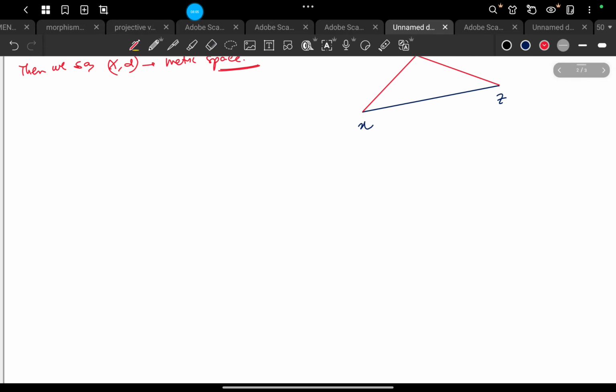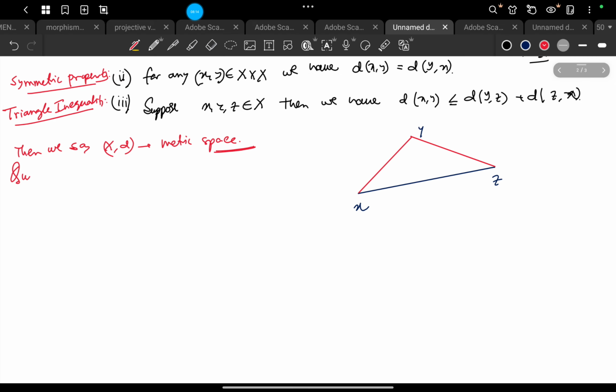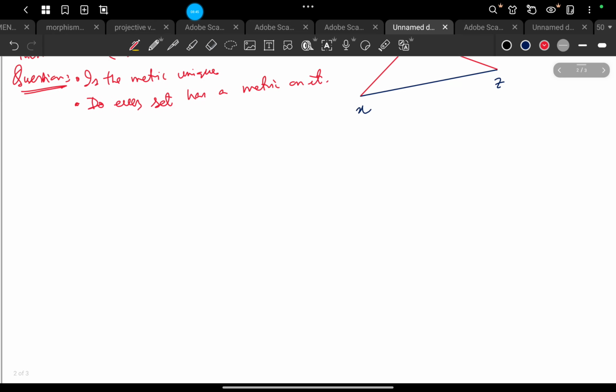Now the question may appear: first of all, is the metric unique, and secondly, does every set have a metric on it? So let us begin by answering the second question.